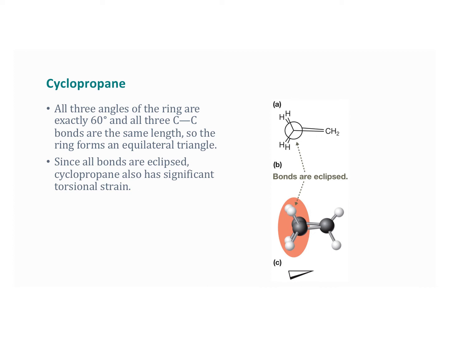And so it forms an equilateral triangle. And so cyclopropane has more angle strain than any other cyclic molecule that we have looked at. And then the conformations of all the carbon-carbon bonds are fully eclipsed. And so that gives us quite a bit of torsional strain too. So super unstable, lots and lots of ring strain here.